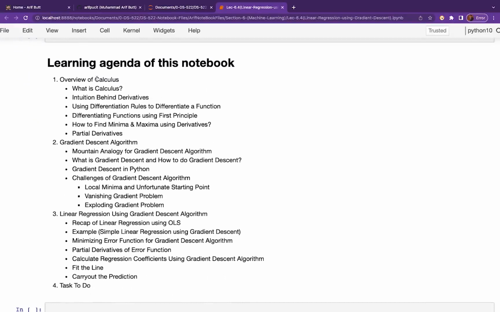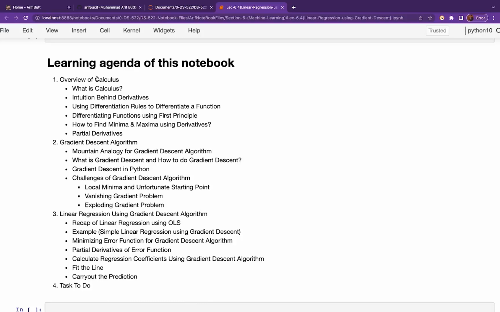Well, my dear students, today's session is mainly about gradient descent algorithm, which is the most important and most fundamental algorithm in all of deep learning, and is also used in machine learning and artificial intelligence. In fact, I will not be wrong if I say that without gradient descent, deep learning would not have existed.